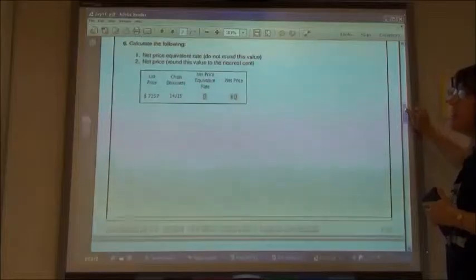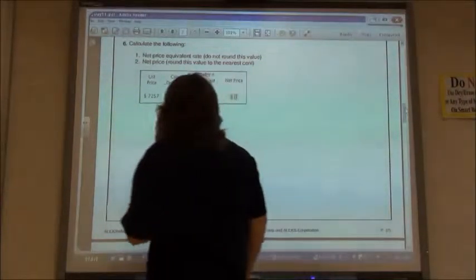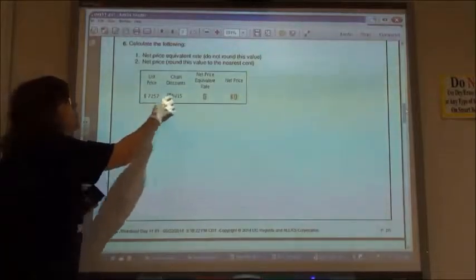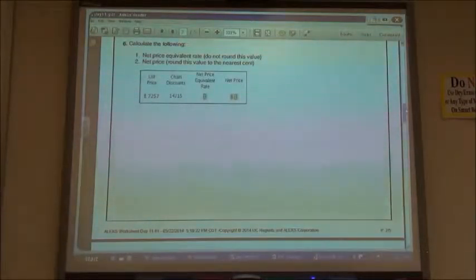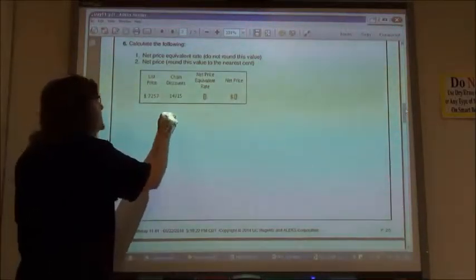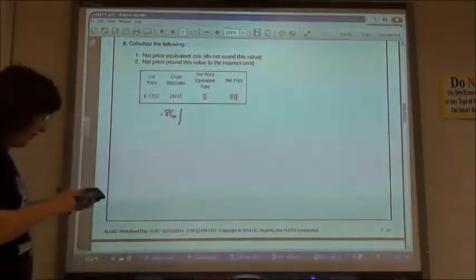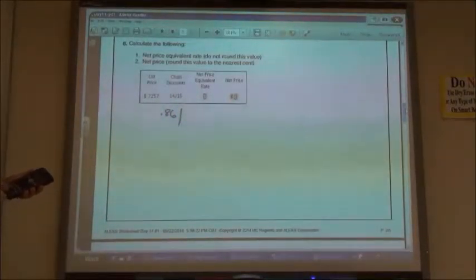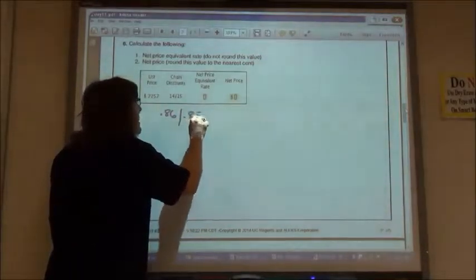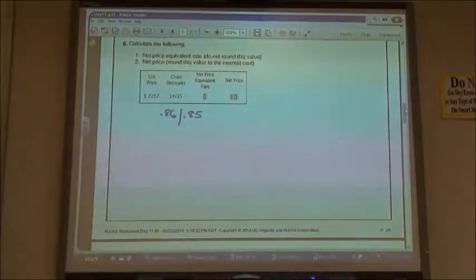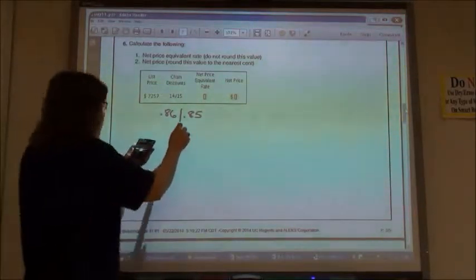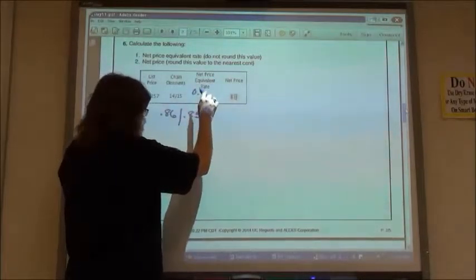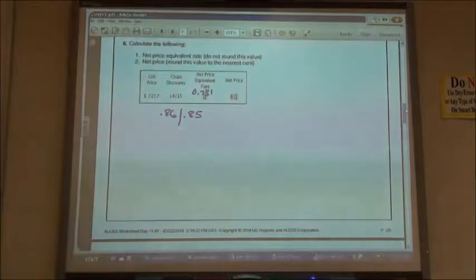Number 6, we're doing the same thing there. Again, it wants us to calculate the net price equivalent rate. We're going to use the complement of 14% and 15%. So if I have a 14% discount, 100 minus 14 means I'm paying 86%. If I have a 15% discount, 100 minus 15 means I'm paying 85%. So to find my net price equivalent rate, I'm going to take 0.86 times 0.85. So I have 0.731. So my net price equivalent rate, 0.731.